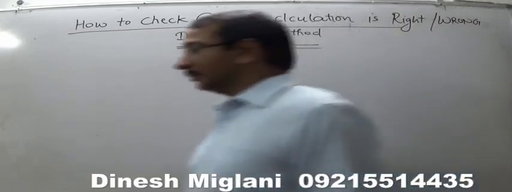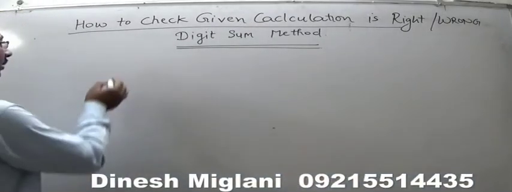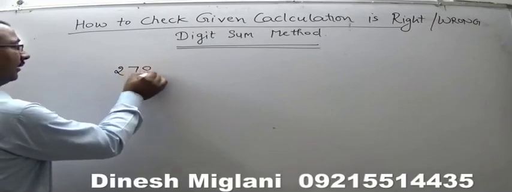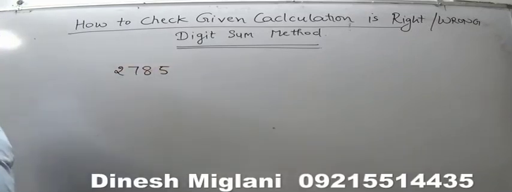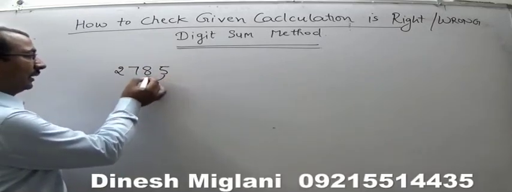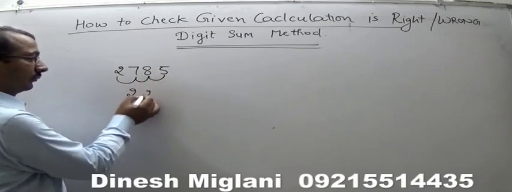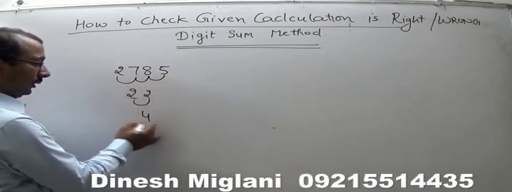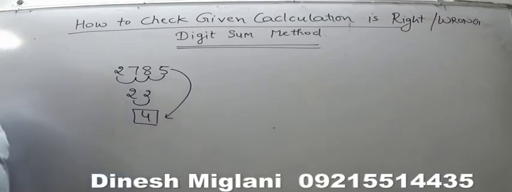What do you mean by the term digit sum? For example, one number is given, 2785, and we have to find the digit sum of this number. Add all of them: 5 plus 8 is 13, plus 7 is 20, plus 2 is 22, and 2 plus 2 is 4. So I can say that the digit sum of this number is 4.